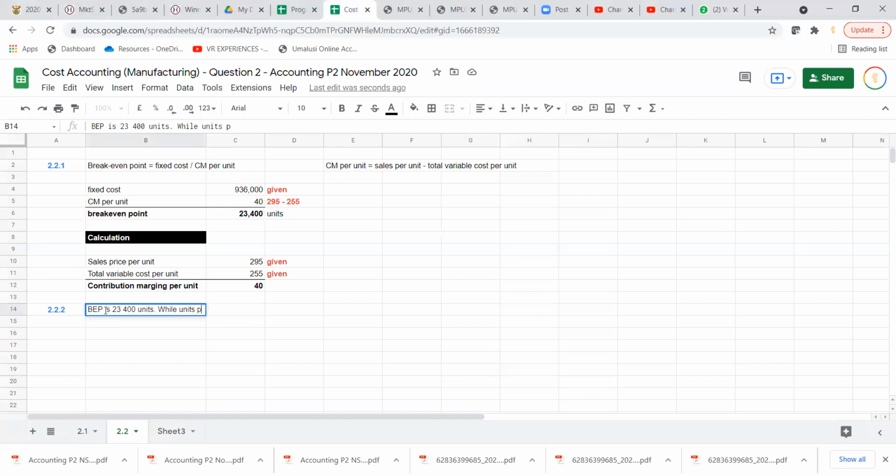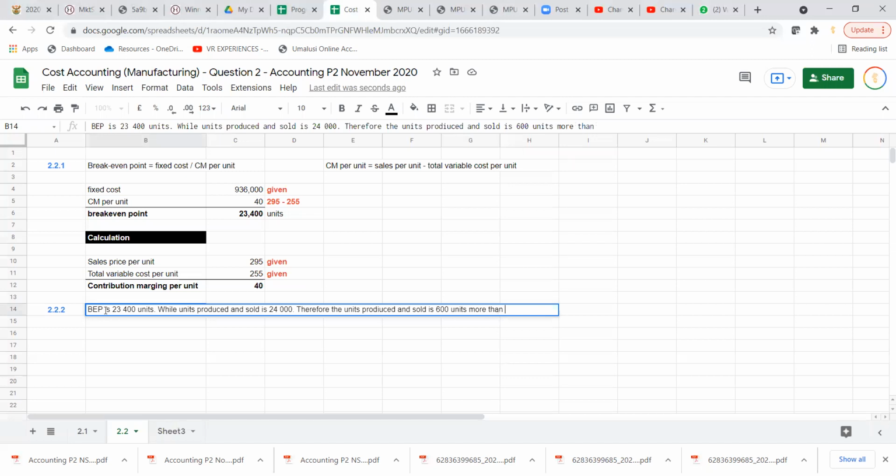While units produced and sold is 24,000. Okay, so we can say, therefore, the units produced and sold is 600 units more than break-even point. Okay, this will help us generate a profit.